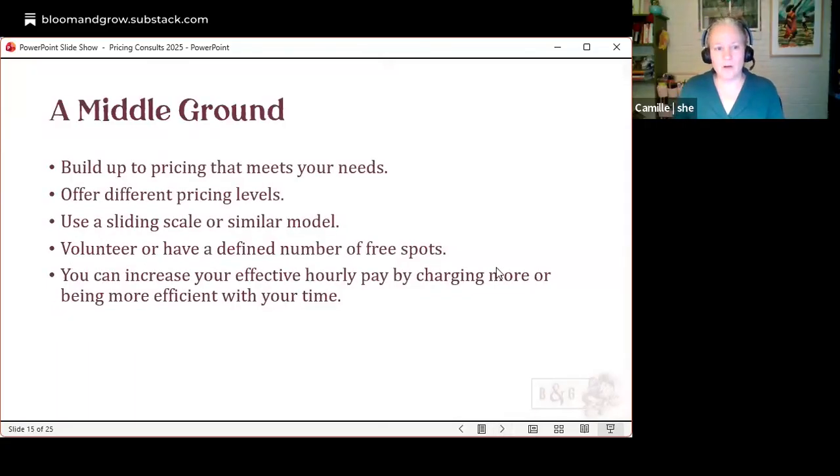Okay. So I want to offer some transitional options for maybe getting to one version of what we just talked about. Especially if you are new or returning after a break, you may want to build up your pricing. If you're like, I did all this research and I realized I need to charge $200 an hour, client facing hour, but I don't have any clients right now.